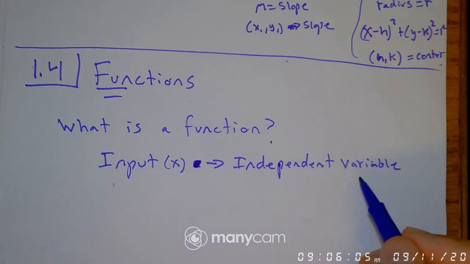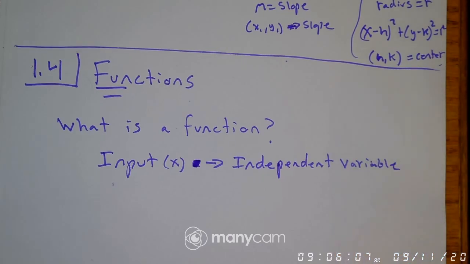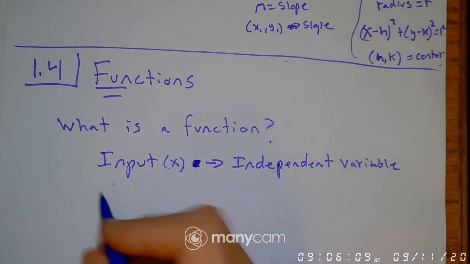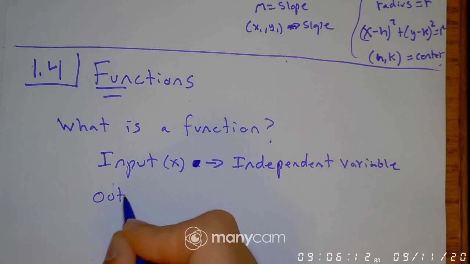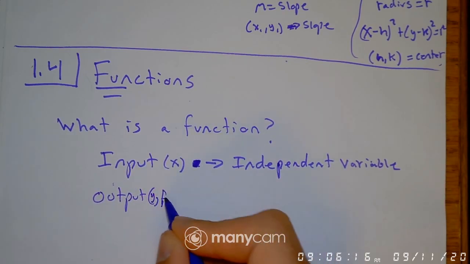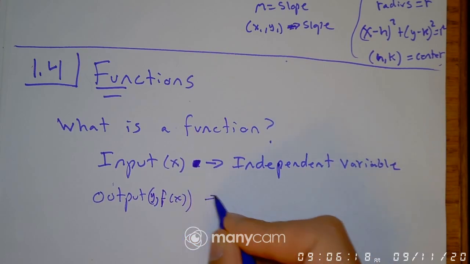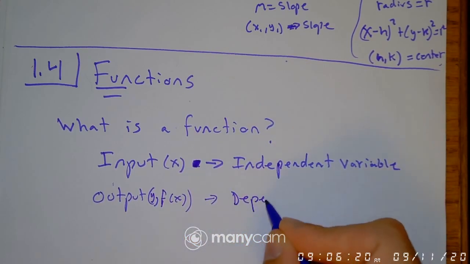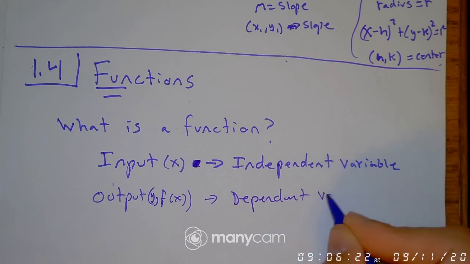Okay, so it's the independent variable. Think of time, right? Time is independent. It's always going forward. We have the output, y or f of x. That is the dependent variable.